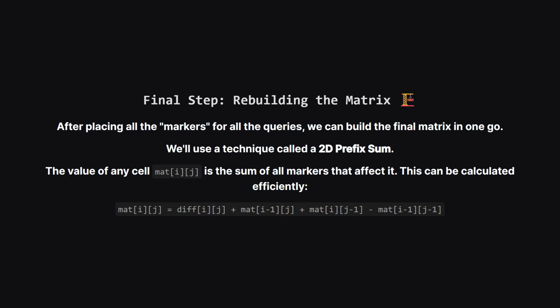The formula looks a little scary, but the idea is simple. To find the value at any spot, you take the marker value at that exact spot, add the final value from the cell directly above it, add the final value from the cell to its left, and then you have to subtract the value from the diagonal top left cell. We do this because that diagonal part was counted in both the above sum and the left sum, so we need to remove one of them to avoid double counting.